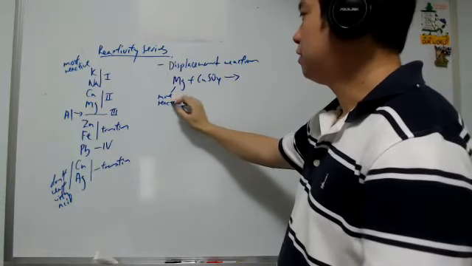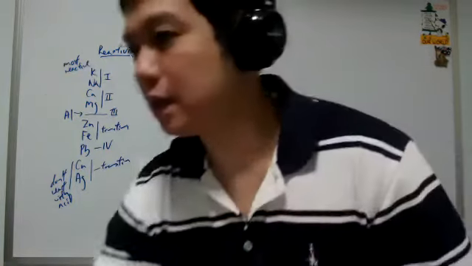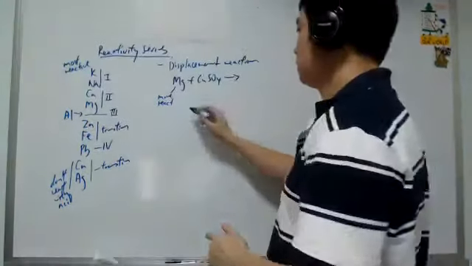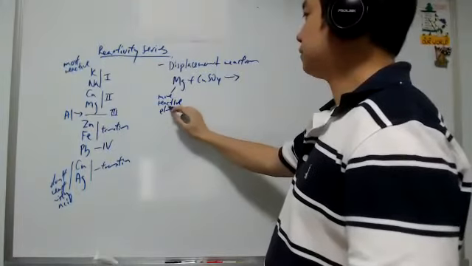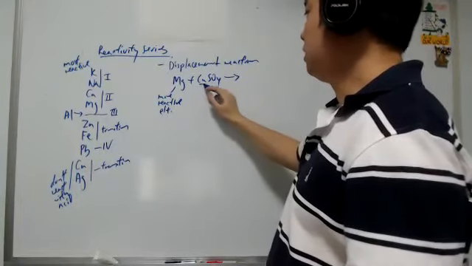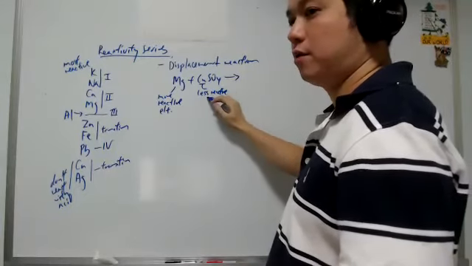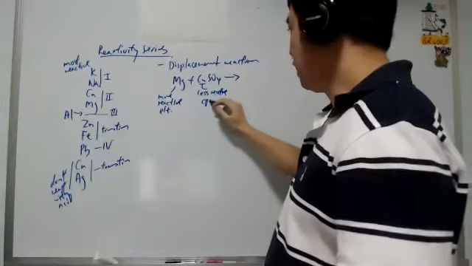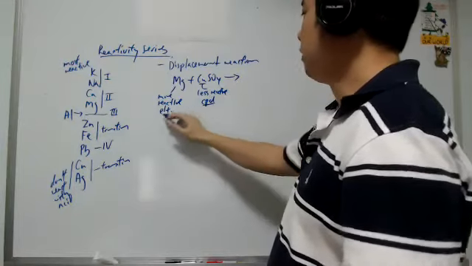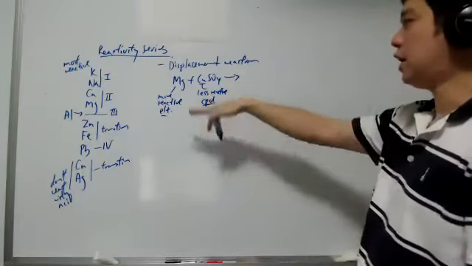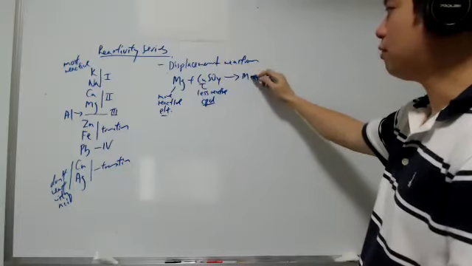The more reactive must be the element. Okay, more reactive must be the element. Then copper is the less reactive. Less reactive must be in the compound. Okay, less reactive is compound, more reactive is element. Then the more reactive will kick out the less reactive, then itself will become compound.